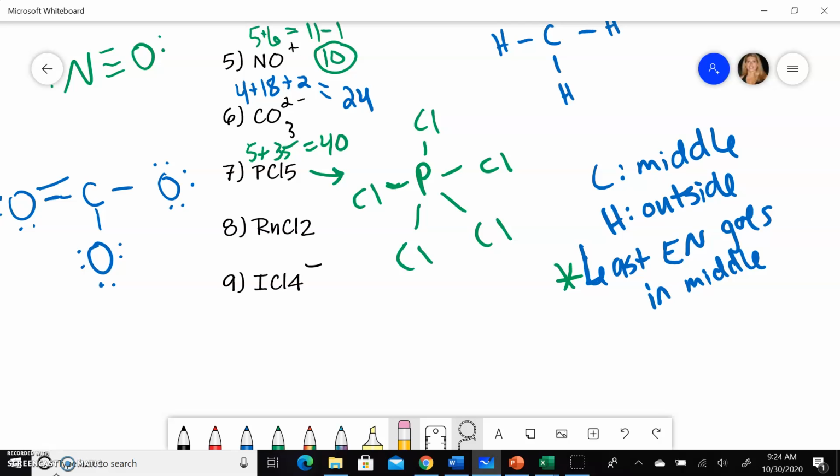Let's see if we have enough electrons to go around on the chlorines. So we have 40 total, we've used up 10. 12, 14, 16, 18, 20, 22, 24, 26, 28, 30, 32, 34, 36, 38, and 40. So that works out perfectly. We don't need any extra electrons. We don't need any double or triple bonds.